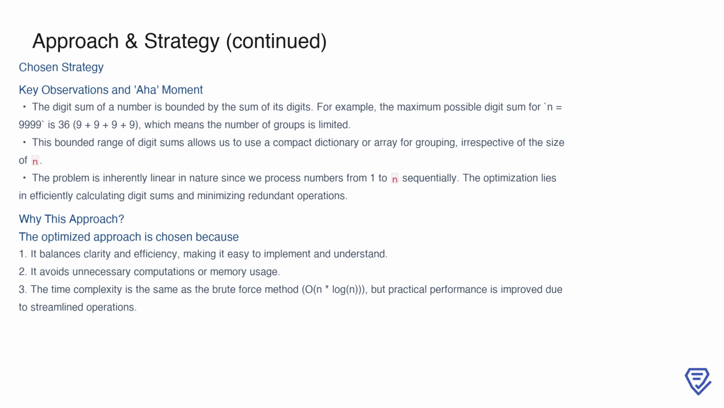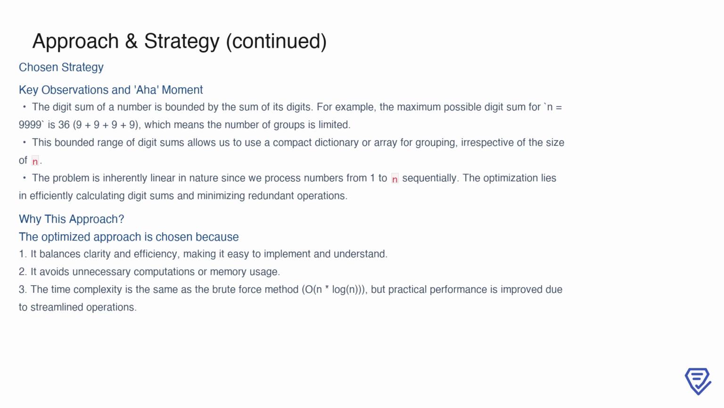This bounded range allows us to use a compact structure, like a dictionary or even an array, to group numbers by their digit sums. Moreover, the sequential nature of processing numbers from 1 to n ensures that the problem is linear in essence, and the optimization lies in how efficiently we calculate digit sums while avoiding unnecessary operations. This approach is chosen because it strikes a balance between clarity and performance. It avoids overcomplicating the solution while still improving practical efficiency.